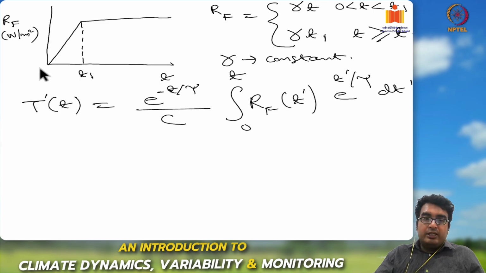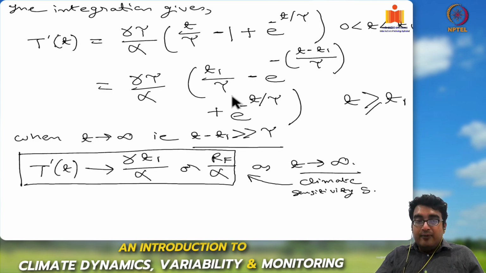So then the radiative forcing term will look like this. Up to a certain time between 0 to t1, it's equal to gamma t. Then beyond t1, it is a constant value which is equal to gamma t1. Remember, the functional relationship of the temperature perturbation with time is e to the power minus t by tau by C, integral of RF t prime e to the power minus t prime by tau dt prime, this expression. So here we will integrate this in two parts. First from 0 to t1 where it is gamma t, and then for t greater than t1, so t1 to t, where it is equal to gamma into t1.